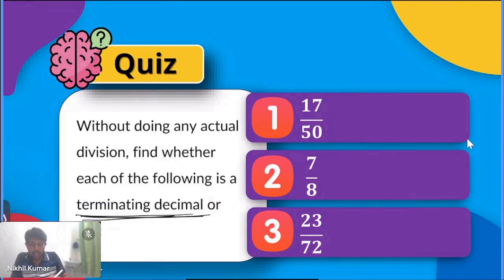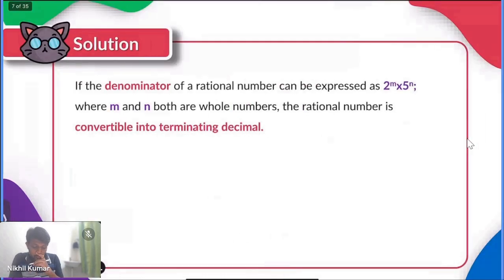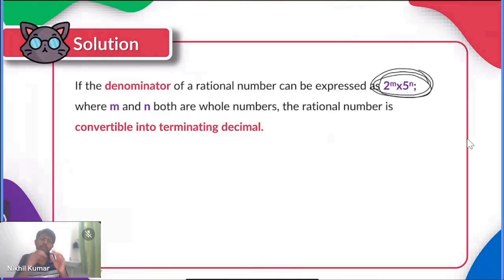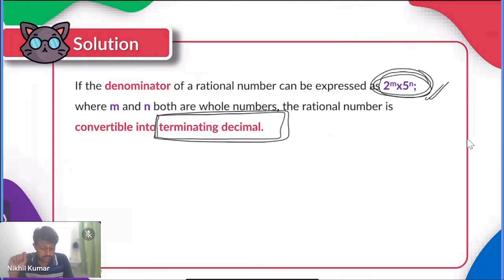See, so I'll give you a rule. You must have seen that in your textbook. So let's look at the rule. If the denominator of any rational number can be expressed in this form, then you can confidently say that it's a terminating decimal. Okay, you recall this rule? I'll tell you why this happens.